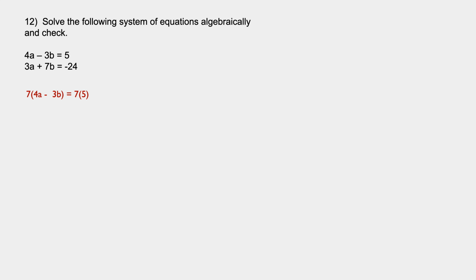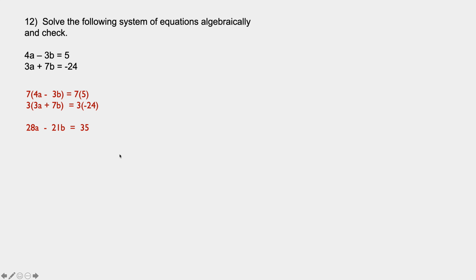7 times 4a minus 3b equals 7 times 5. And 3 times 3a plus 7b is 3 times negative 24. Why did I choose 7 and 3? Well, first off, they lined up, so it's an elimination guy. And the second thing is I already had opposite signs for the b's. So that means if I put a 7 up top and a 3 on the bottom, I'm guaranteed to match them up because in both cases it's 3 times 7, better known as 21.